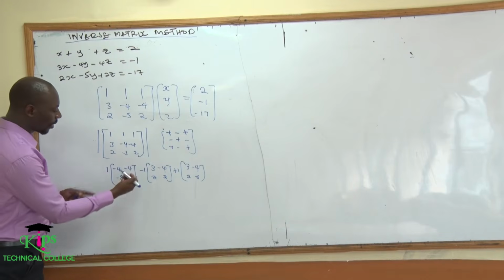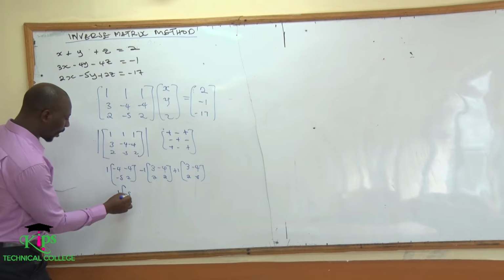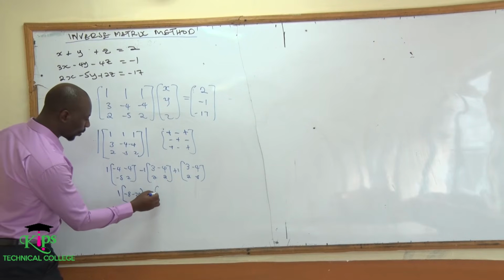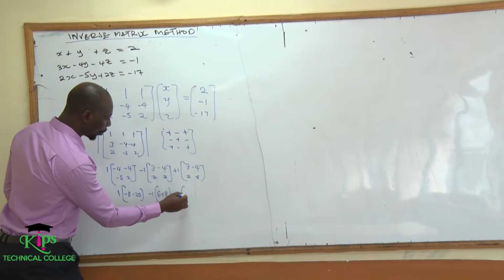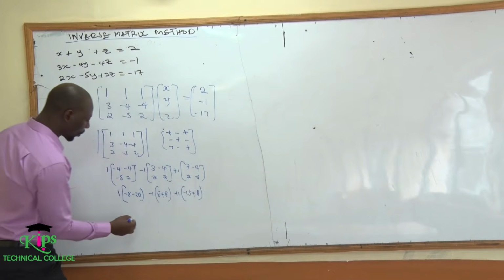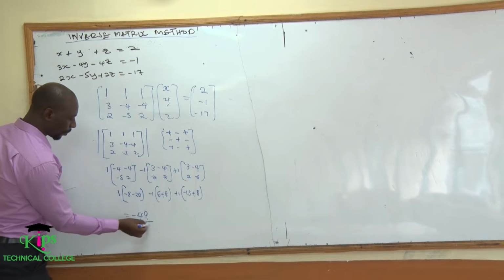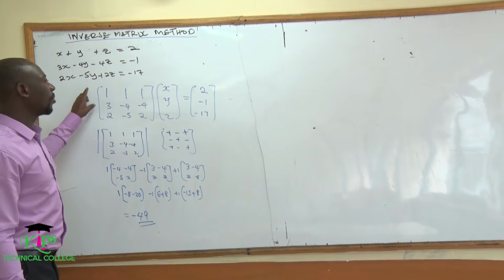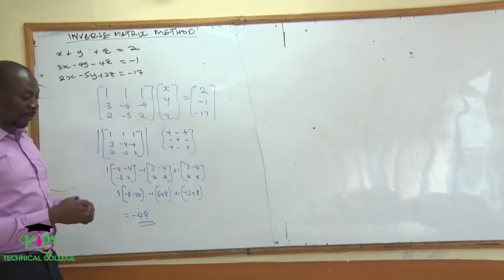So if you get the magnitude of these 2 by 2 matrices, you shall have negative 8 minus 20, negative 1 into 6 plus 8, and then plus 1 into negative 15 plus 8. If you solve all this, you shall get negative 49. So the determinant of this 3 by 3 matrix is negative 49.